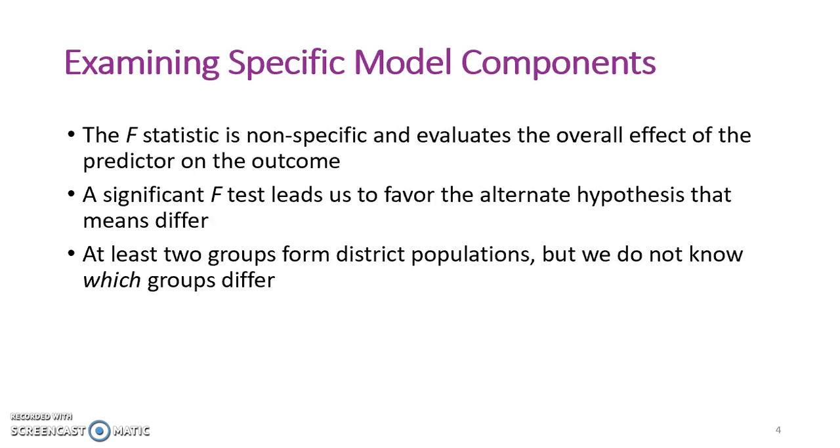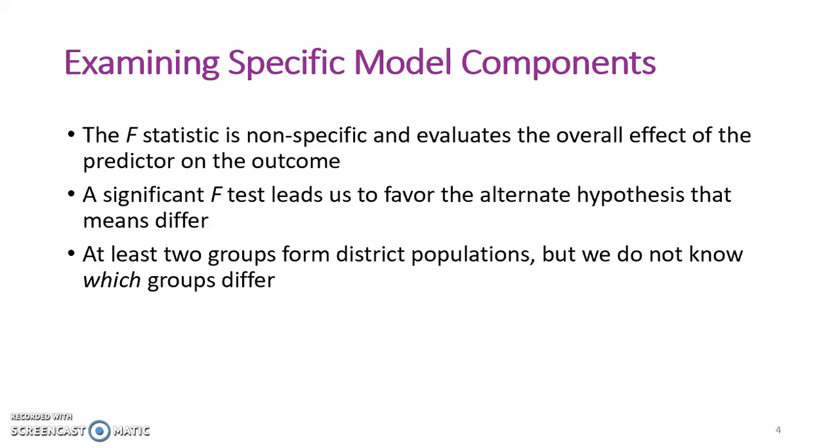But we don't know which of the groups are differing at this point because we have more than two groups. So we can't just conclude that there were group differences. We have to know how the groups differed from one another. The F statistic is non-specific and it doesn't give us that information. It only evaluates the overall effect of the predictor on the outcome. So it tells us there are some group differences, but not which ones.